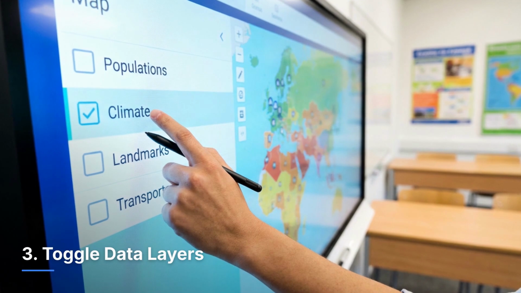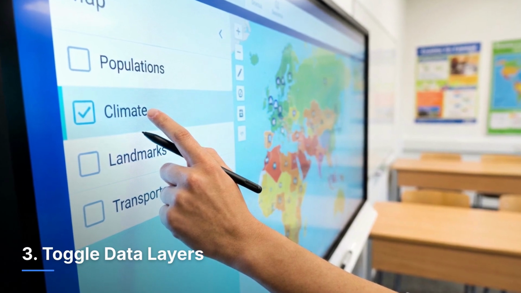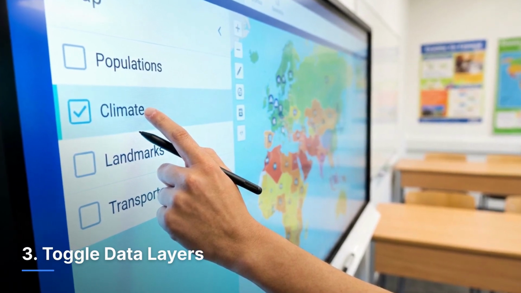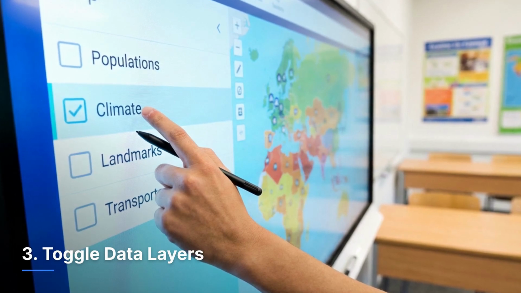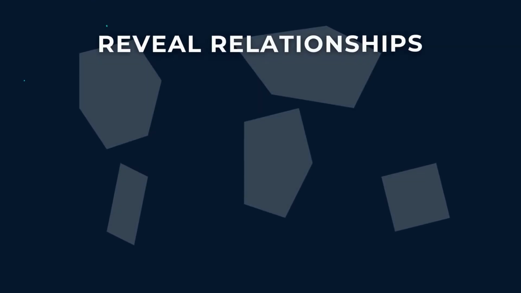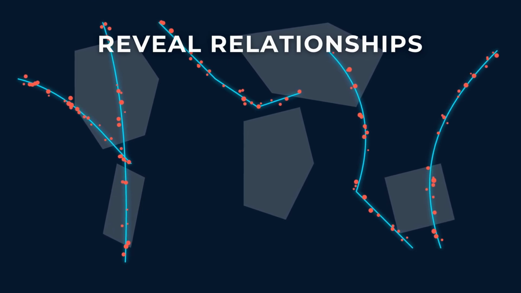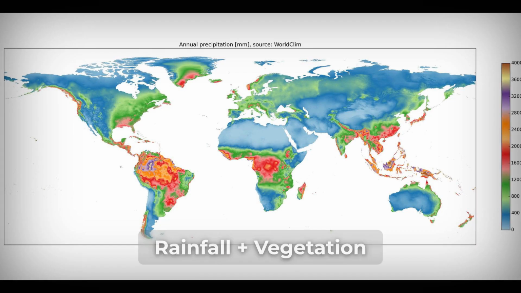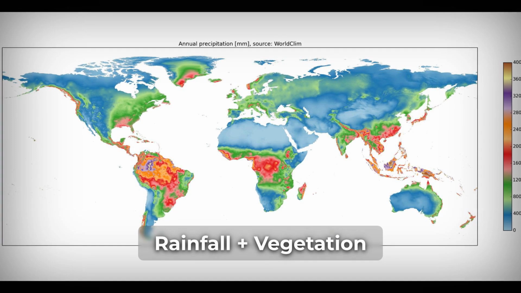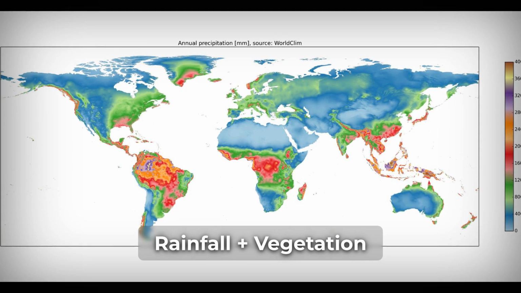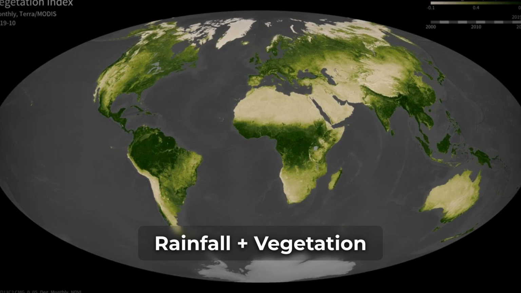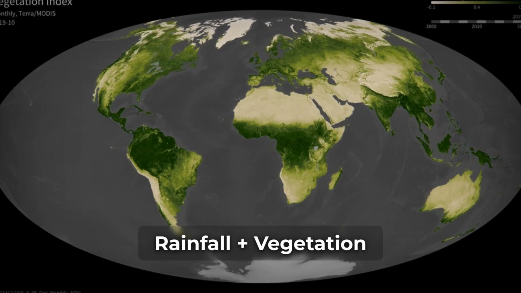3. Toggle data layers to reveal patterns. Most modern mapping platforms allow teachers to turn data layers on and off. Demonstrating this live on the board helps students see relationships between variables like tectonic plates and earthquake locations. Other examples include rainfall and vegetation, or population density and transportation networks. Layer comparisons encourage students to identify patterns.